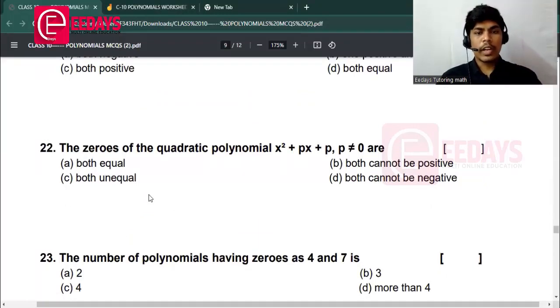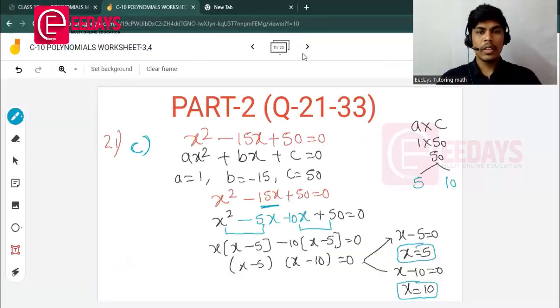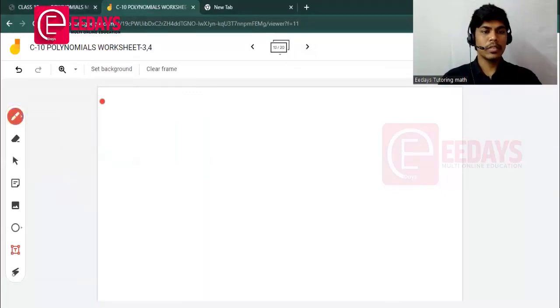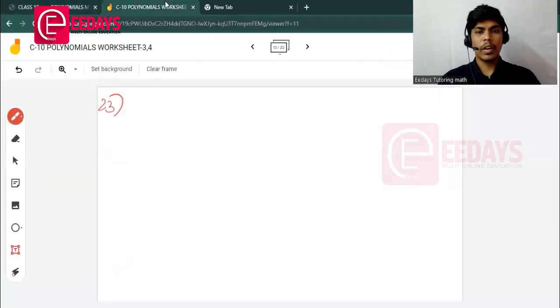22nd question, zeros of the quadratic polynomial x square minus px plus 5, p not equal to 0, both are equal. So just now we discussed. Now let's move on. The number of polynomials having zeros 4 and 5. This question is frequently repeating, so just keep an eye on it.